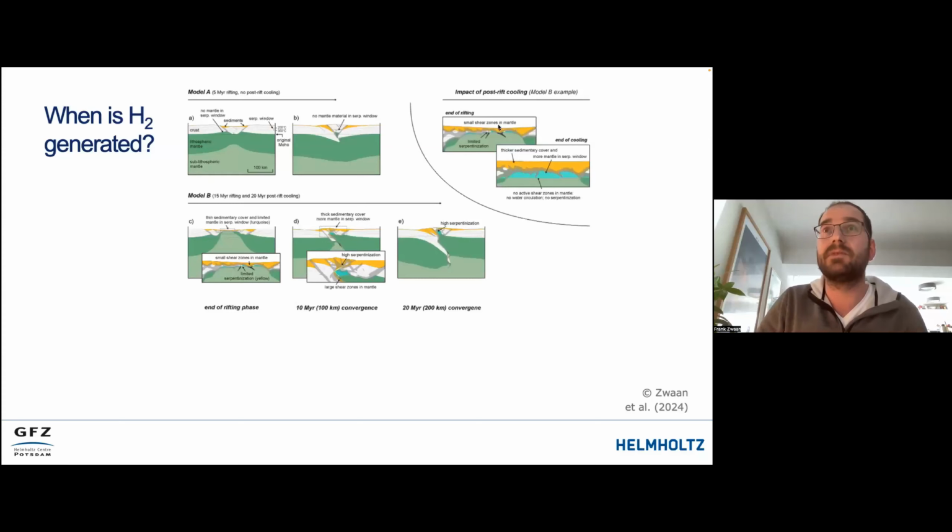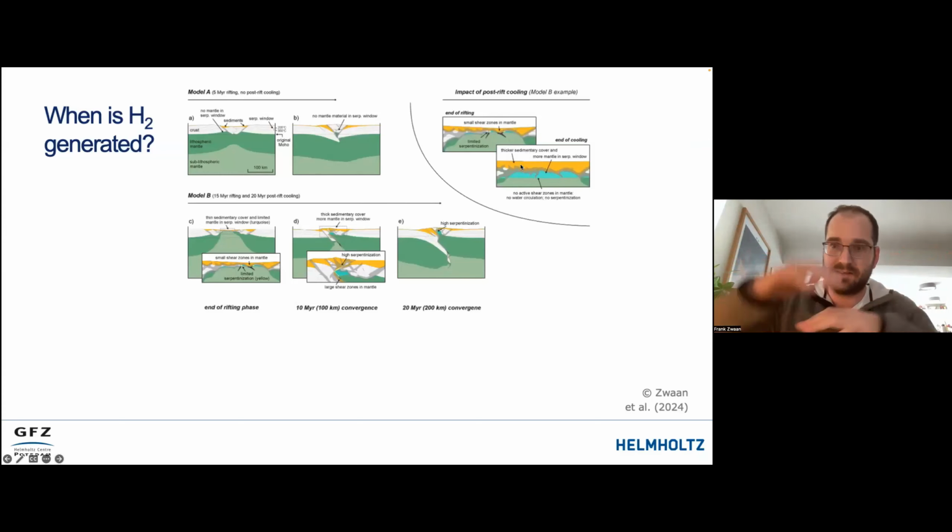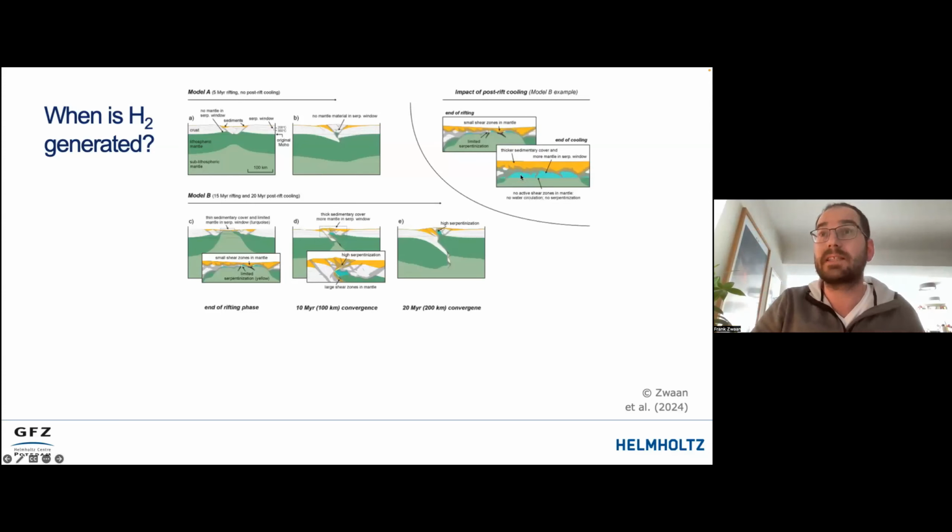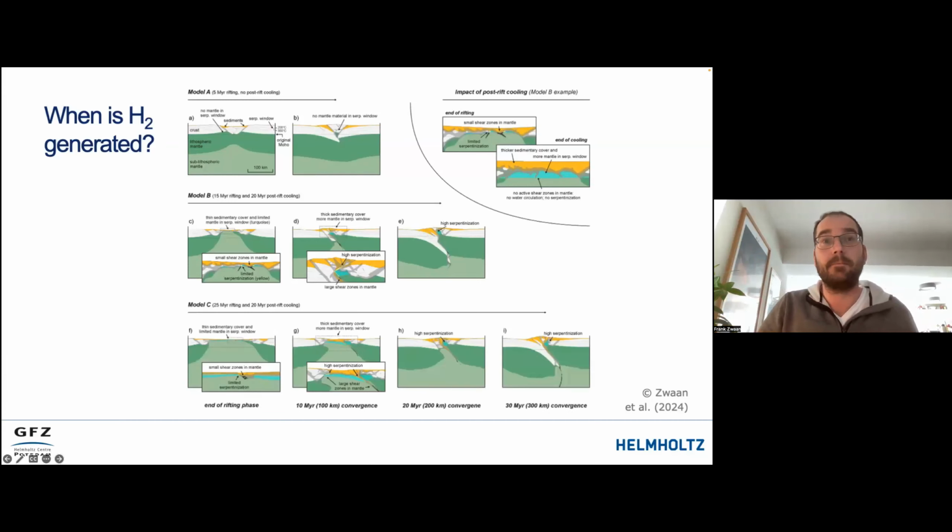Interestingly, this is what I showed you before in the video as well, is that the serpentinization window, which is shown in this color, is very thin during the rifting, but if you let the system cool down, then because it's a temperature window, the window becomes larger. But as there is no deformation going on in tectonic pause, in the post-rift, post-cooling environment, we don't expect much serpentinization going on. So there are no yellowish areas there. And then there is a last model in which we have more extension.